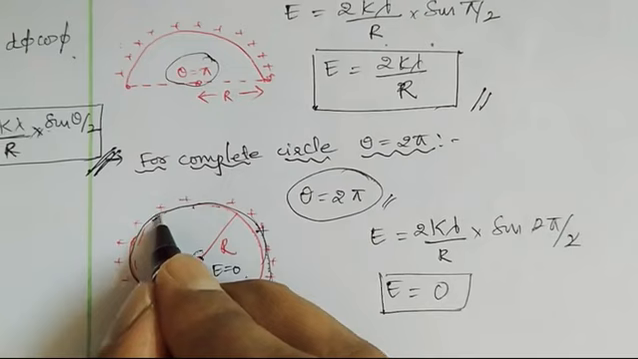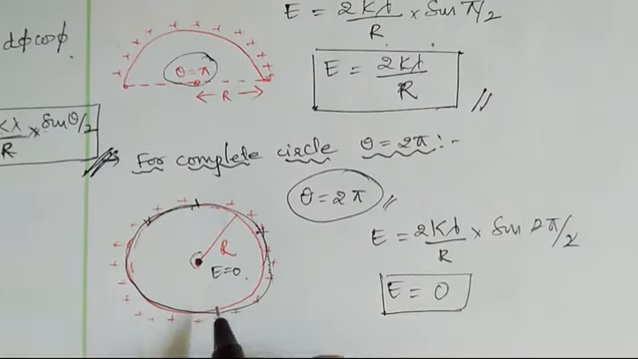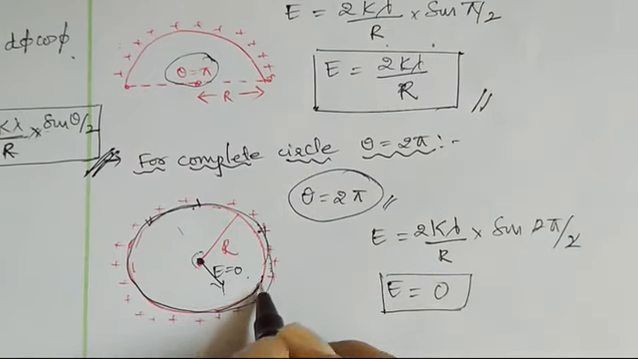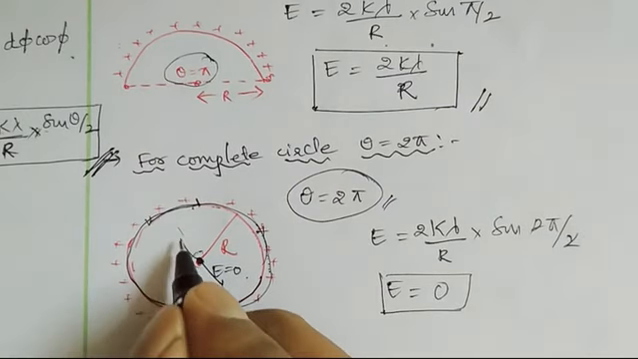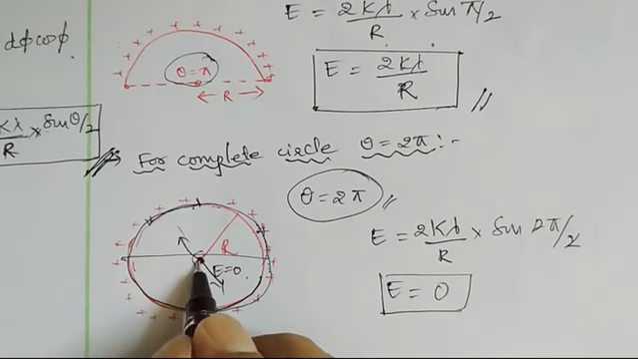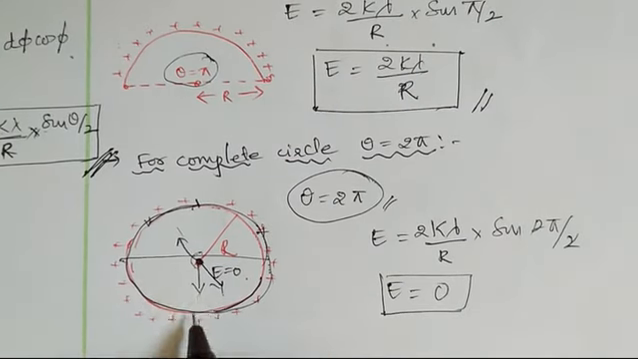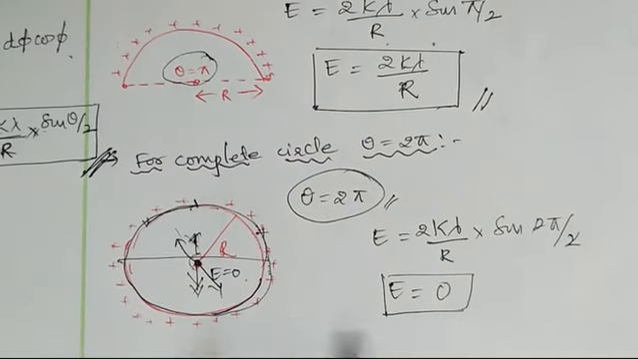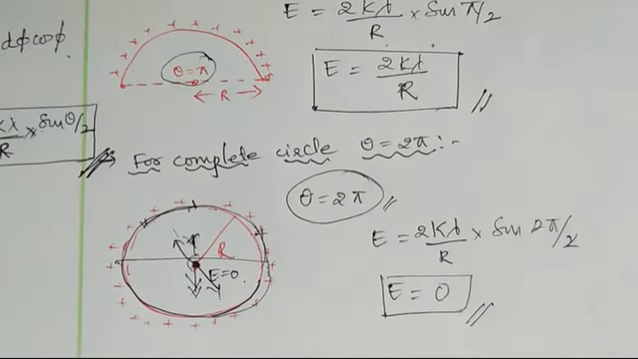Why? Because if I take this portion, the exact opposite portion will apply its electric field in the opposite direction. So for the upper semicircle the electric field will be in this direction, and for the lower semicircle it will be in this direction. So both will get cancelled and you will get electric field as 0.